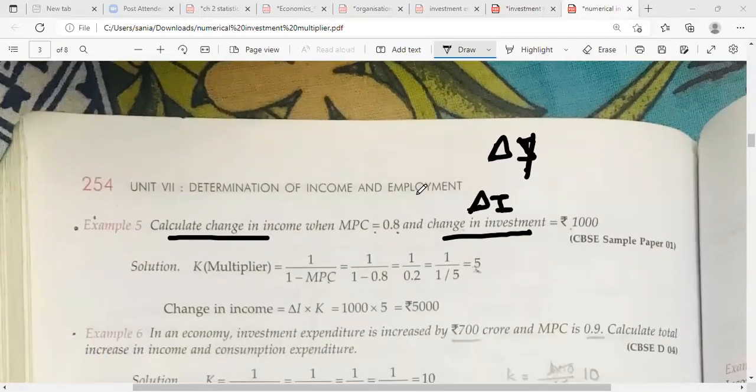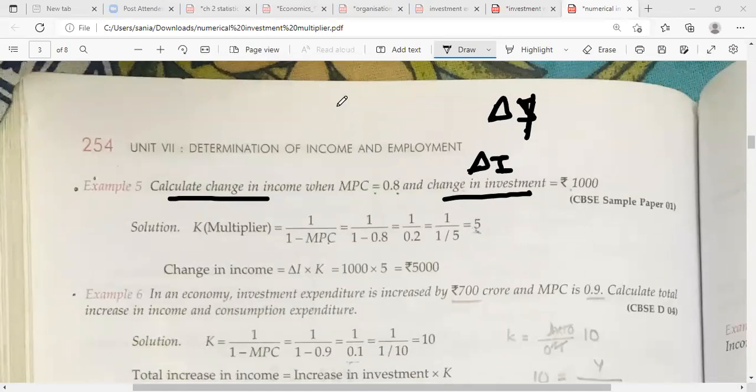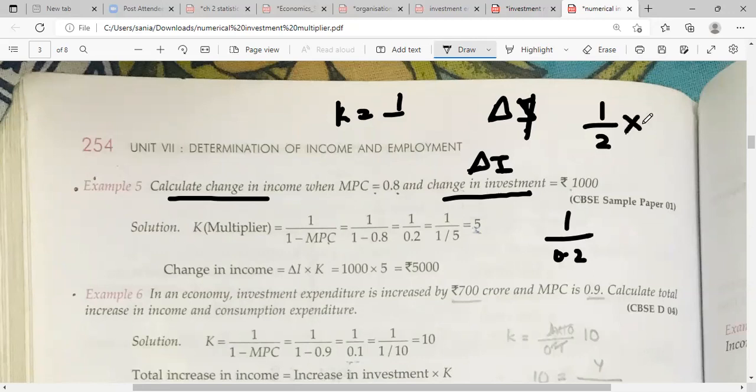See, first of all, MPC is given. So obviously you have one formula which is K equals 1 upon MPC. So from here, it is 1 upon 1 minus 0.8, so 1 upon 0.2. Now how will you solve this? Most of the students get confused over here. You will write 2 over here, multiply by 10. Why? Because it was 0.2. So 0.2 means it is 2 upon 10. So you will shift that 10 to here, multiply by 10. So your answer will be 5.